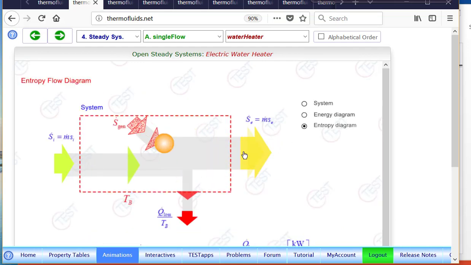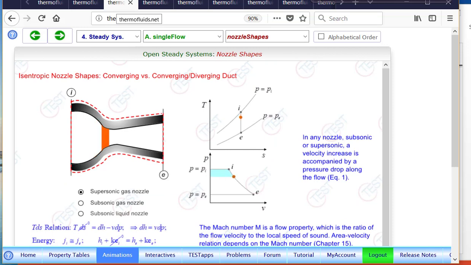In the entropy diagram, similarly, entropy can be coming in with mass, going out with mass, or leaving with heat transfer. Also, entropy can be generated because of thermodynamic friction. So it's a balance of these terms that makes the entropy equation. For further examples, in chapter 4 there are so many examples.